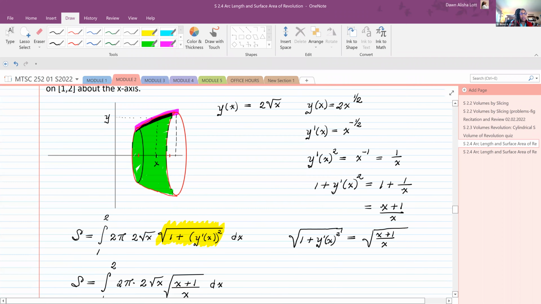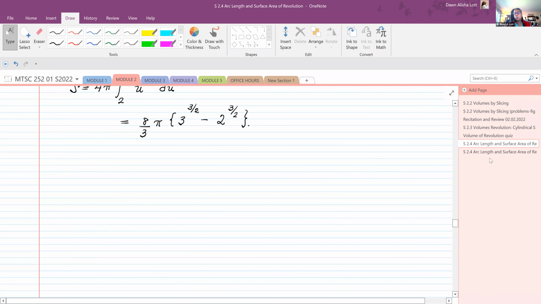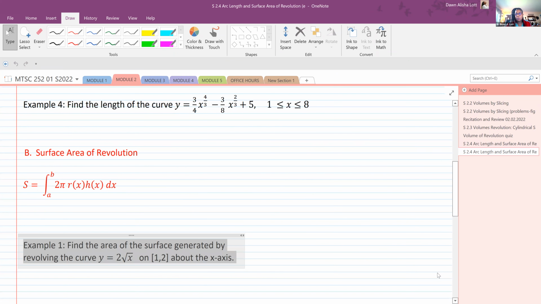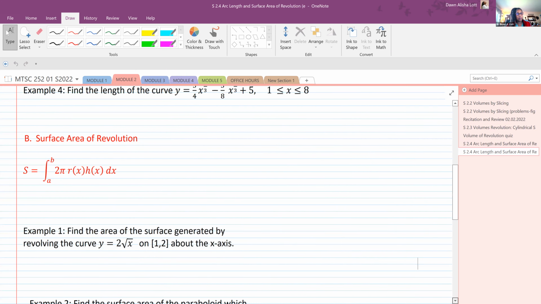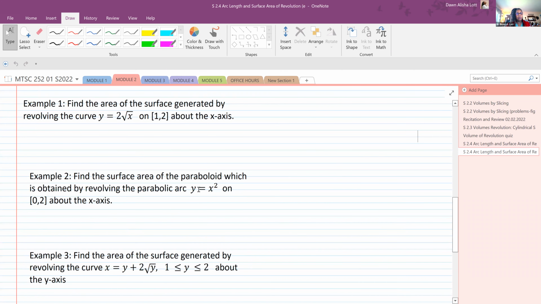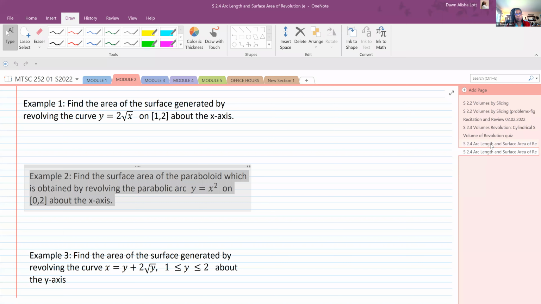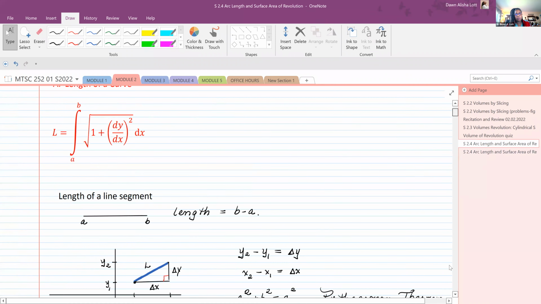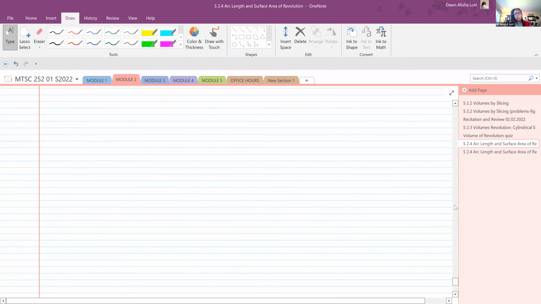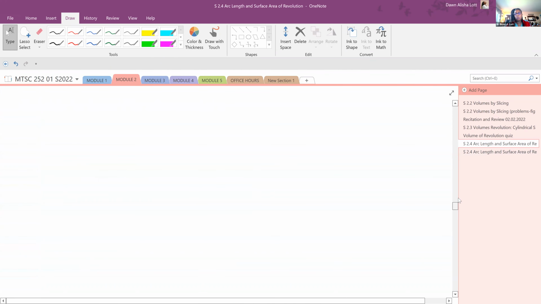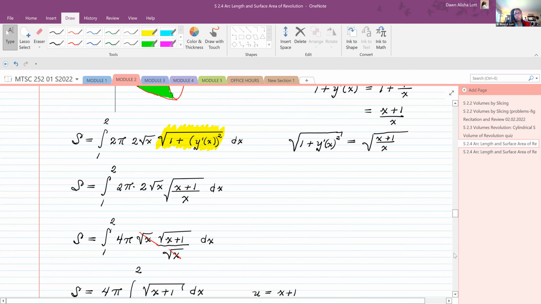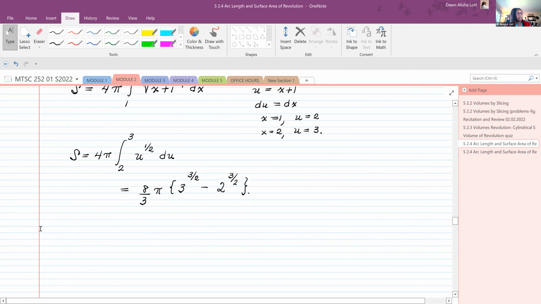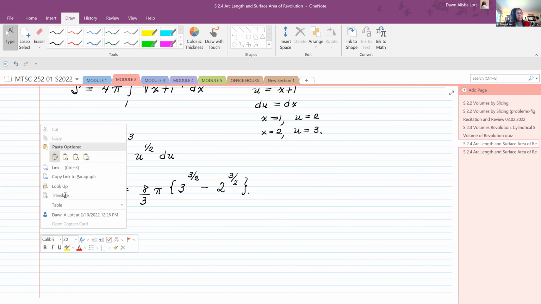Okay, we're going to do another one that's almost just like this one. On these next ones, I'm going to do the setup, but I'm going to skip the integration.